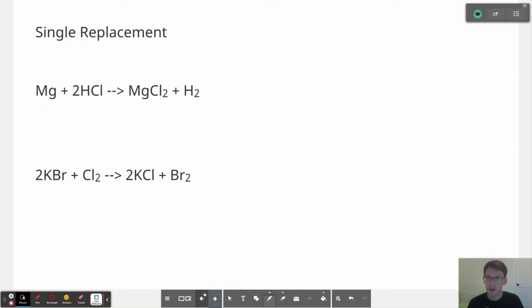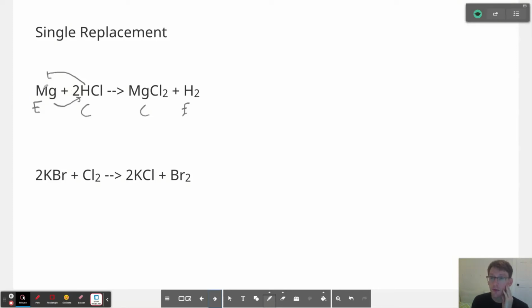So that's decomposition. With single replacement reactions, we have an element. So I'm just going to label this as an element E plus a compound C yields a new compound plus a new element. So what's actually happening here is the magnesium is replacing the hydrogen. And it's important to note here that the stoichiometry is going to be that there are 2 hydrogens for every 1 magnesium. And that is indicated in the balanced chemical equation.